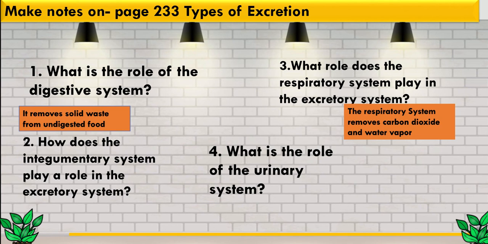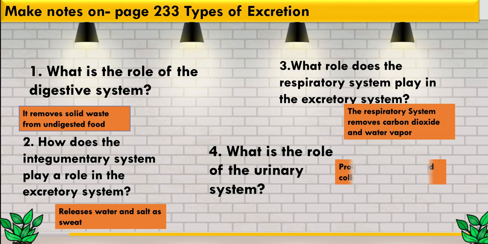How does the integumentary system play a role in the excretory system? Like the respiratory system, it removes water and it is removing salt, and that is in the form of sweat. The urinary system, which we will focus on in this chapter, functions to process, transport, and collect liquid waste. So the urinary system is filtering liquid waste out of our blood.